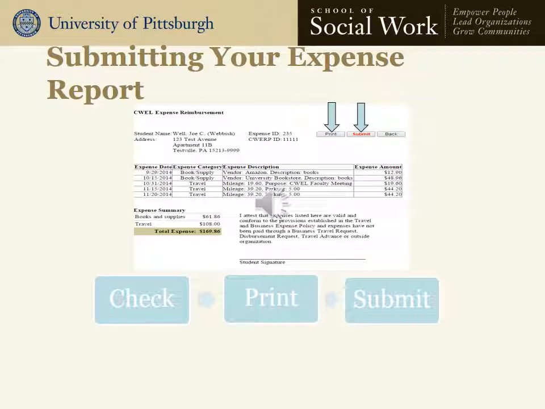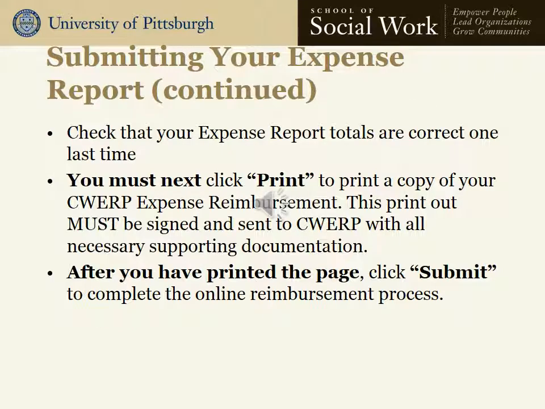Check that your expense report is correct, print out a copy, and click the Submit button. You must click the Print button to print a copy of your CWEB expense reimbursement. This printout must be signed and sent to CWEB with all necessary supporting documentation. After you've printed the page, click Submit to complete the online reimbursement process.